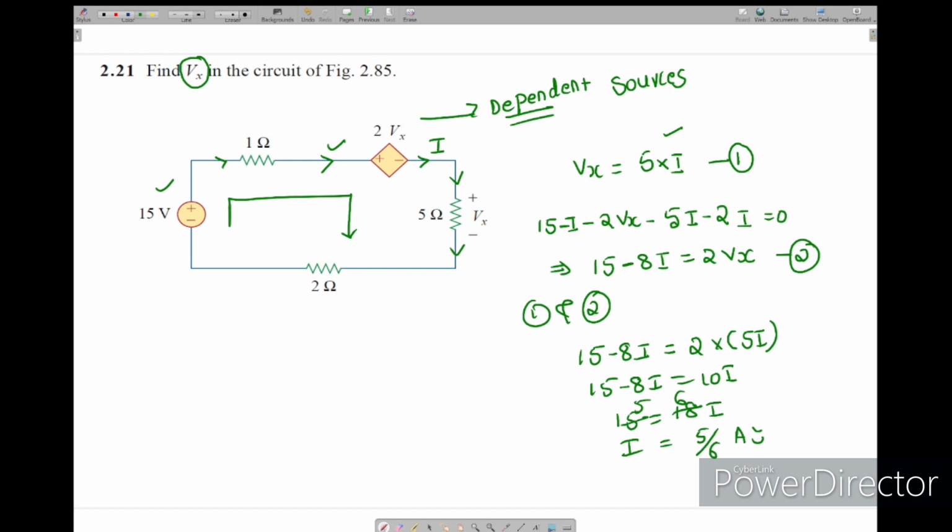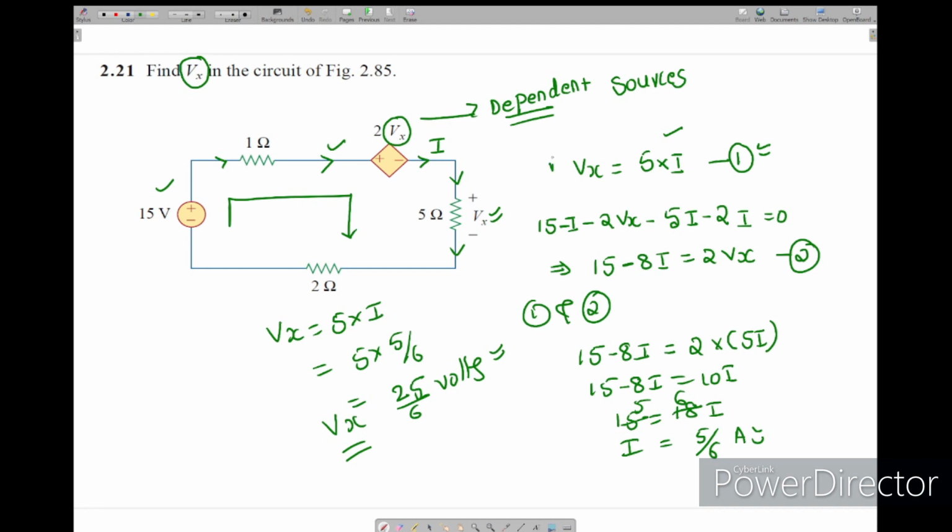So now we got I. To find Vx, we use again equation 1, that is Vx equals 5 times I. Now 5 times 5 by 6, Vx equals 25 by 6 volts. So we got the Vx. Simply, when dependent sources are given, you concentrate on the controllable variable and you make two equations, equation 1 and equation 2, in this fashion, and solve the two unknowns from the two equations. Finally, we end up with Vx equal to 25 by 6.